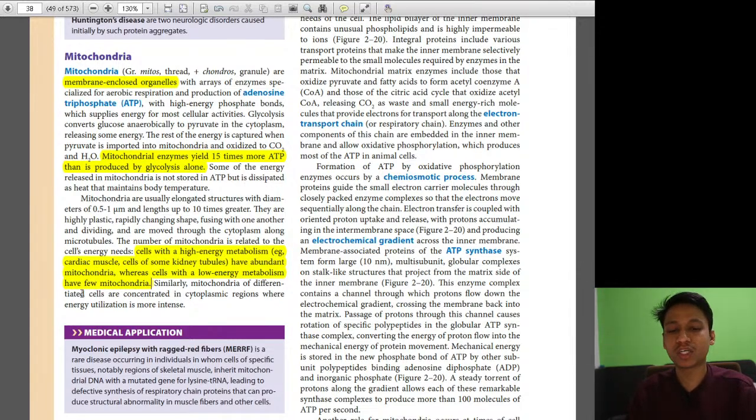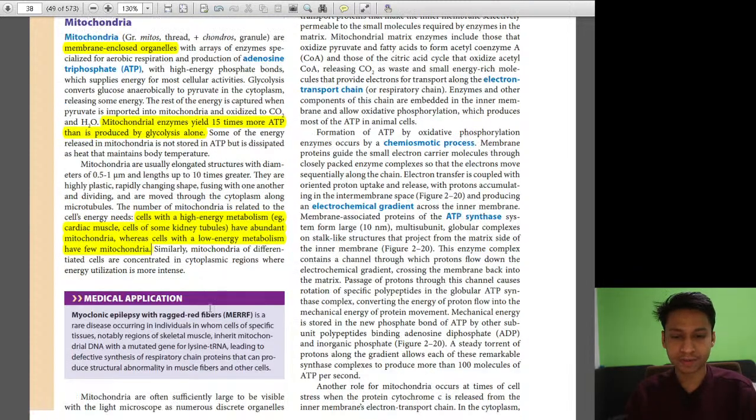Similarly, mitochondria of differentiated cells are concentrated in cytoplasmic regions where energy utilization is more intense. Of course. All right. Mitochondria are often sufficiently large to be visible with the light microscope as numerous discrete organelles.